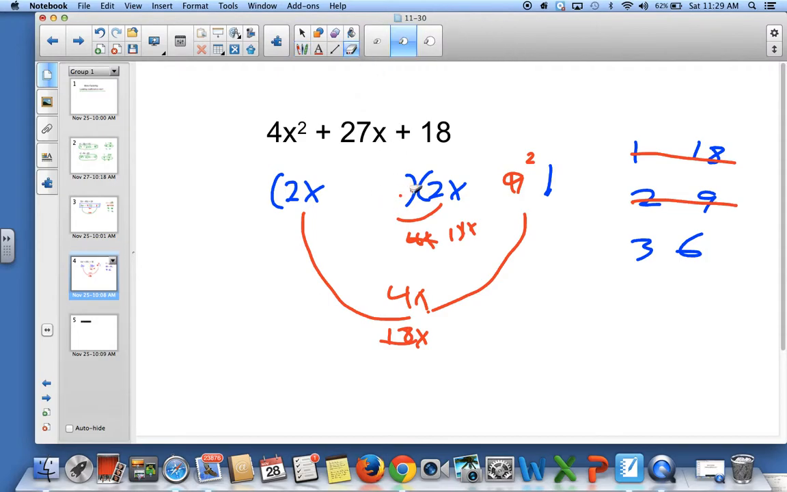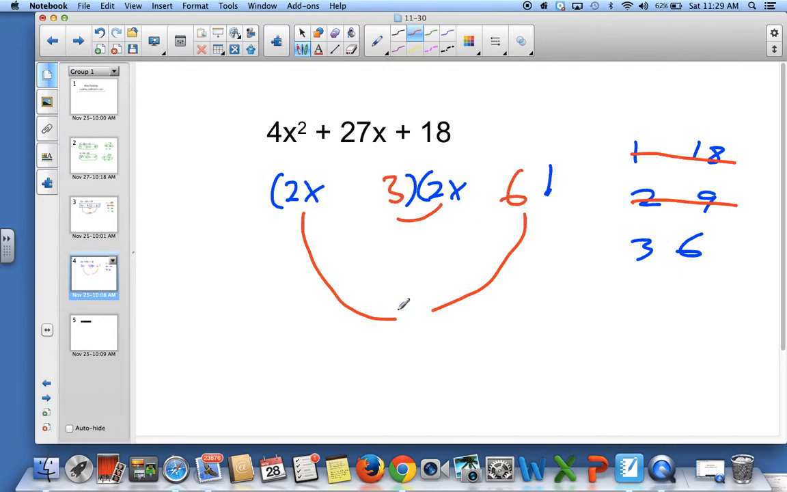Now, before we say, well, then it has to be 6 and 3, let's just figure out. First of all, it doesn't have to be anything. It could be something that doesn't factor. Secondly, let's try 3 and 6. So if I put a 3 and a 6, I get 12x and 6x, which is 18x, not 27x. So that doesn't work. Switching the 6 and the 3 gives us the same thing. So that's out. So it's basically none of these three work when this is 2x and 2x.